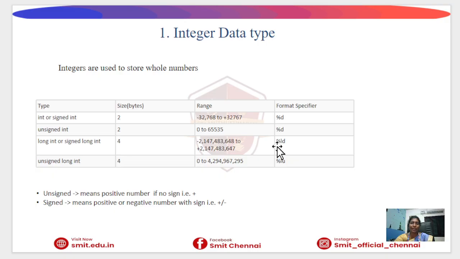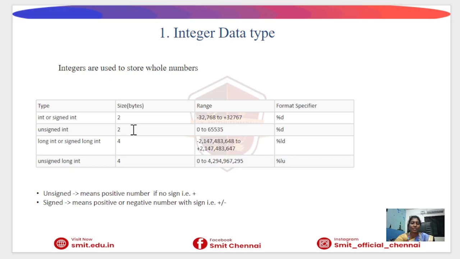Next is the integer data type. The integer data type is used to store whole numbers. So we use whole numbers for the integer data type. Examples: 10, 25, -5.